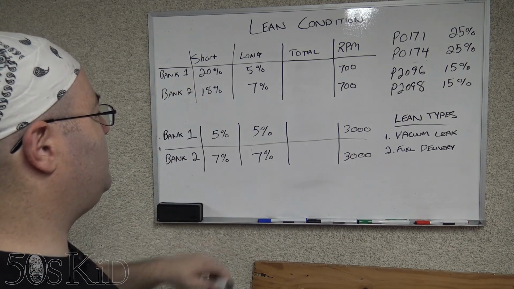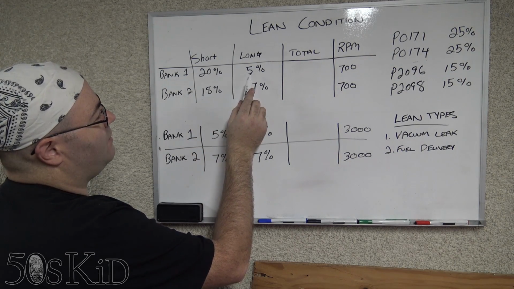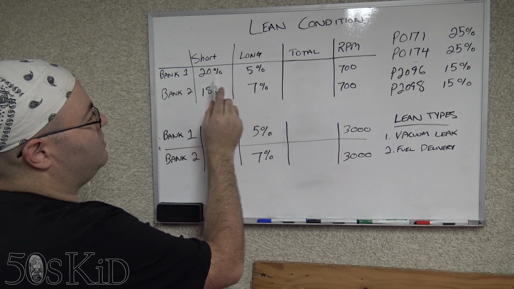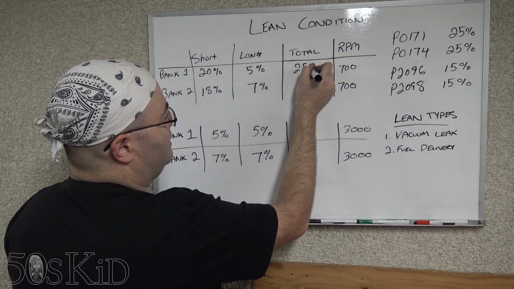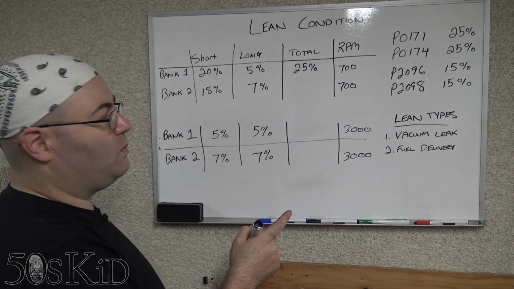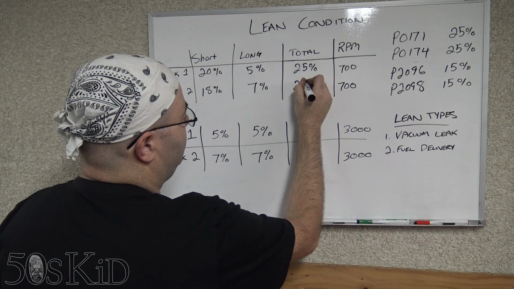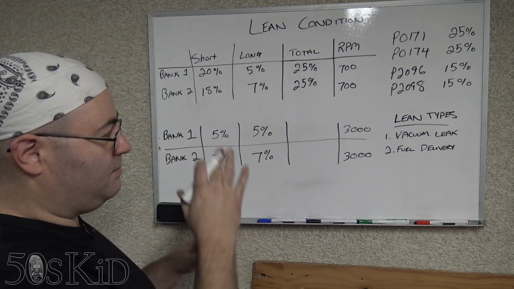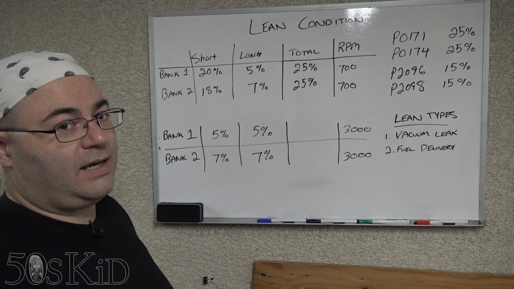What you want to do is add your shorts and your longs together on each bank. So for bank 1, you see we have 20% short term and 5% long term. That's a total of 25% fuel trim on bank 1. For bank 2, you do the same thing. 18 and 7 is also 25%. So on bank 2, that is also 25%, and that's at idle, okay?